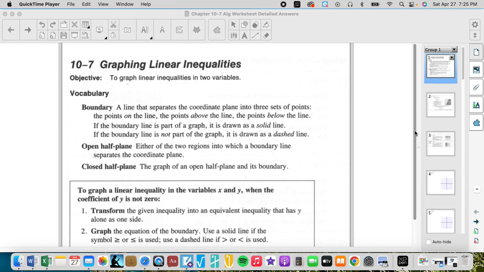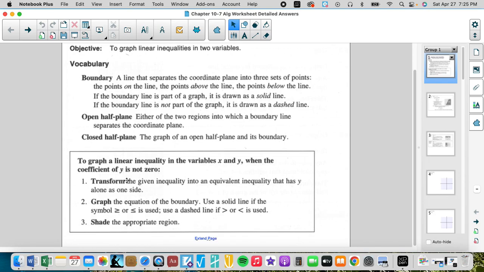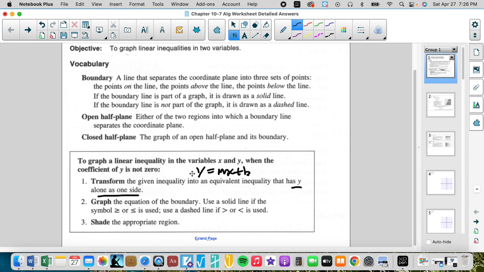There are transformations that give the inequality an equivalent inequality that has y alone on one side. So we're going to transform it and set it into slope-intercept form. That is typically the format that is most used. When we isolate y alone on one side, we can pull out the slope, we can plot the y-intercept, and that's really nice.